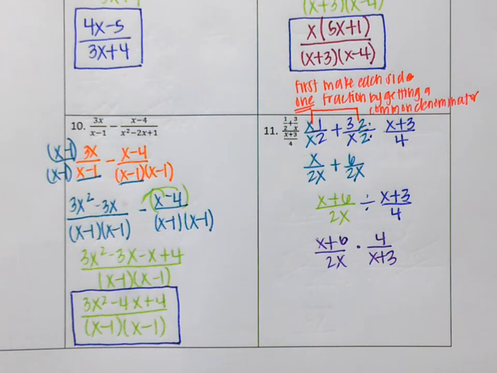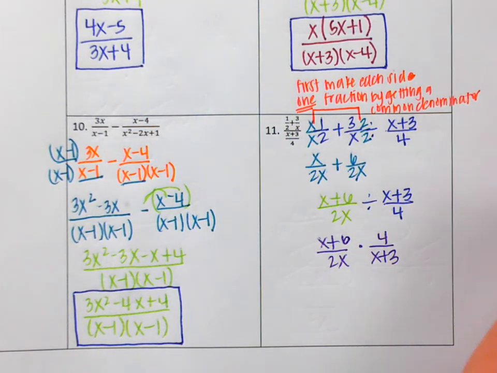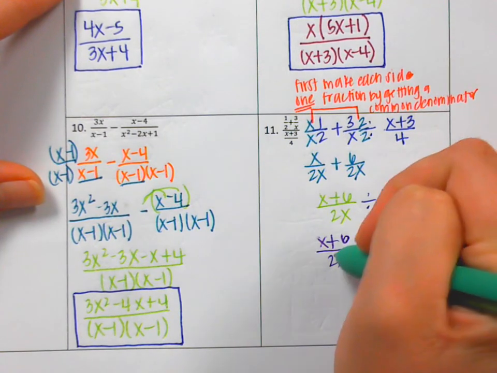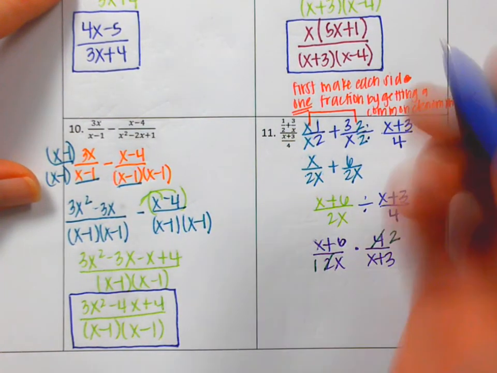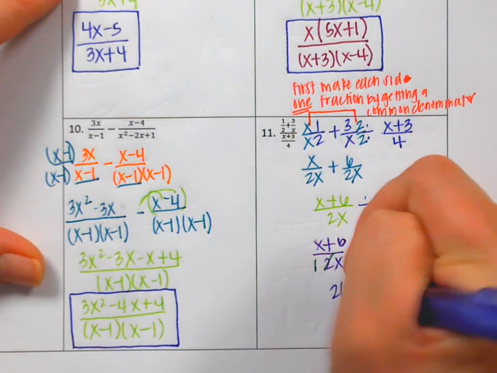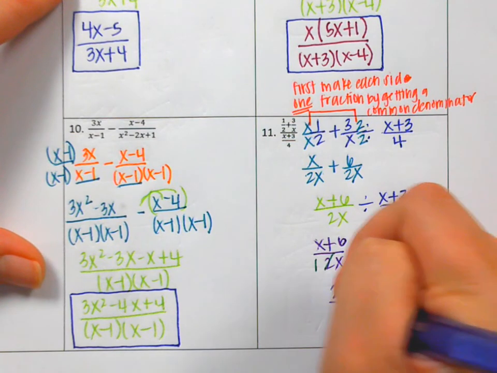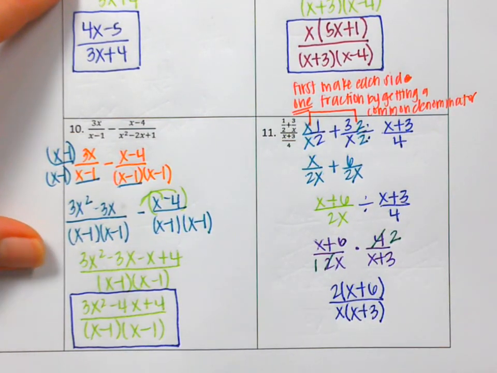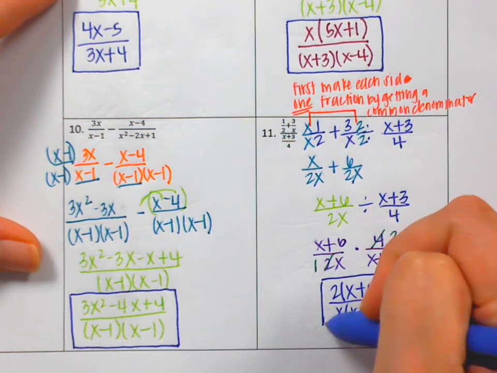What about the 4 and the 2? 4 can be written in parentheses, and 2 can too because it's 2 times x. So those are both divisible by 2. 4 divided by 2 is 2, and 2 divided by 2 is 1. So what's left is 2 times x plus 6 on top, and on the bottom is x times x plus 3. And that is my final answer.